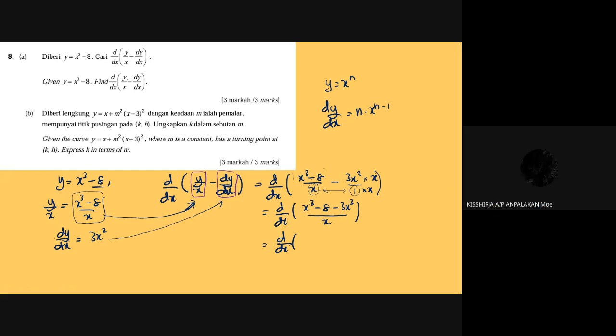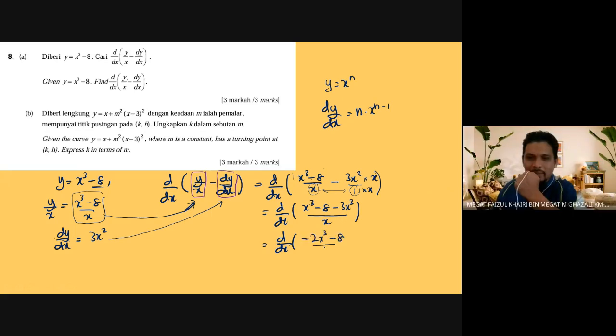So here, x cubed minus 3x cubed is negative 2x cubed. Negative 2x cubed minus 8, divided by x.